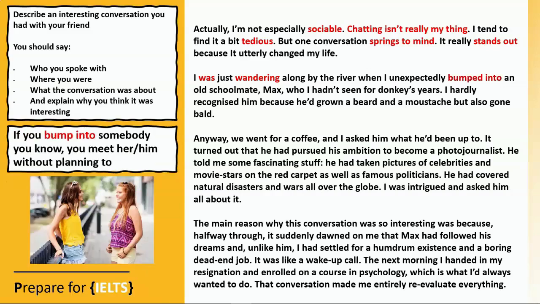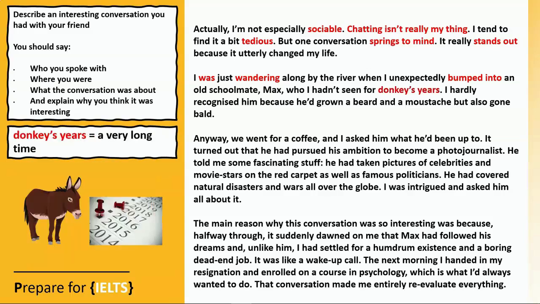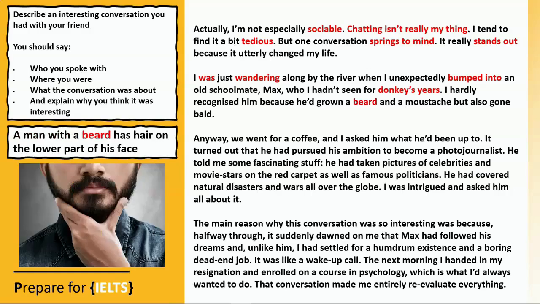If you bump into somebody you know, you meet him or her without planning. You're walking down the street and, "Oh, hello, I didn't expect to see you." Of course, in the speaking test, the examiners love phrasal and prepositional verbs. These are these two-part verbs because that's a feature of spoken English, so try to use them. And donkey's years. Examiners also love idiomatic language, and this is a great example. For a very long time. "Oh, I haven't seen you in donkey's years." I haven't seen you for a very long time.